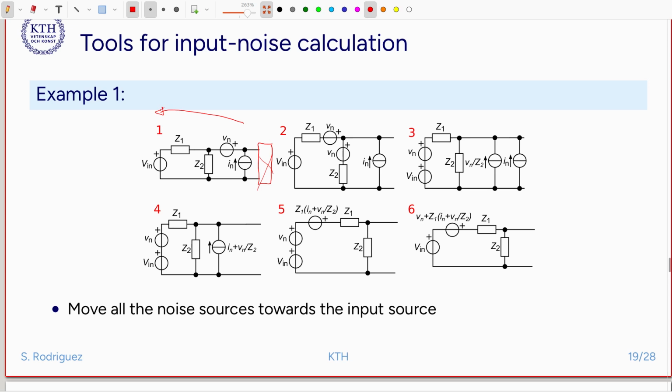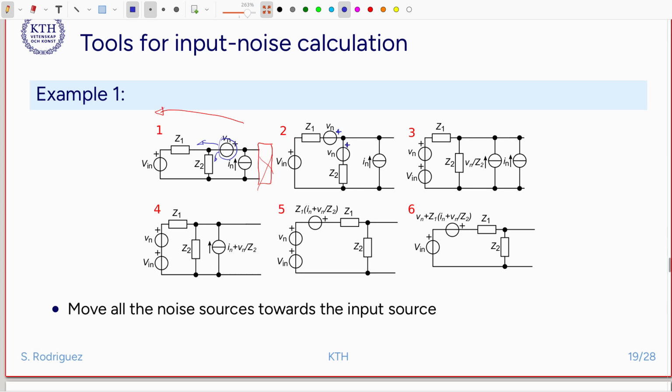Okay, so the tool that we're going to use first is that we're going to push this voltage source in this direction and in this direction, and then we will have the schematic that is in picture number 2. Very important for this to work, we need to keep the signs. So when we push this voltage source, we will have our voltage source with the plus here and the plus here.